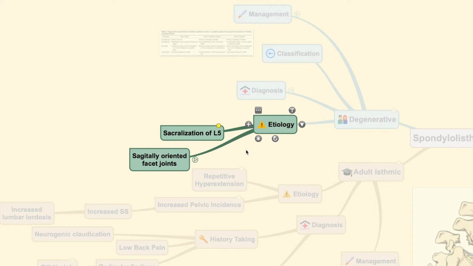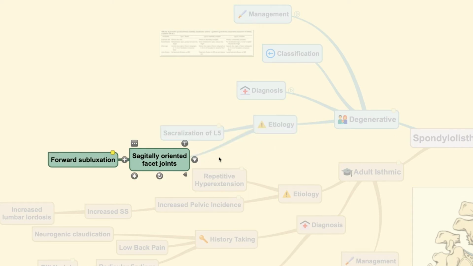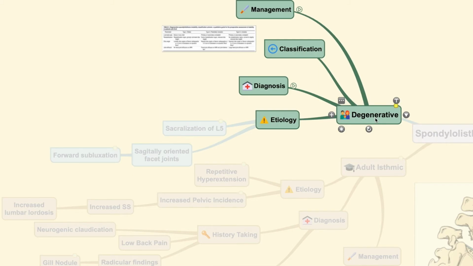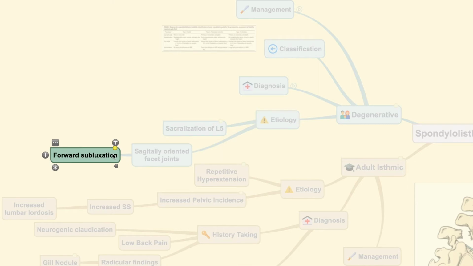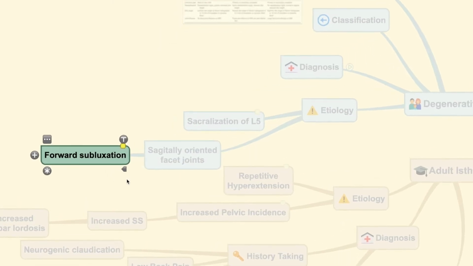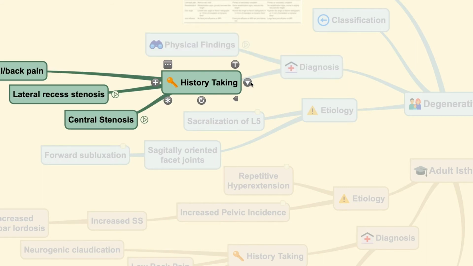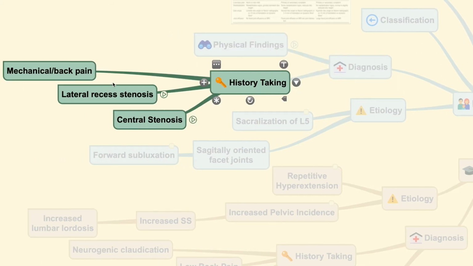For the degenerative type, the etiology may be slightly different because patients come at a late age, and it is usually due to an anatomically different variance because the facet joint may be more sagittally oriented, and therefore the vertebrae may sublux forward at a higher prevalence. Besides that, the diagnosis is basically the same because the patient may come with mechanical back pain or stenosis over at the posterior region.